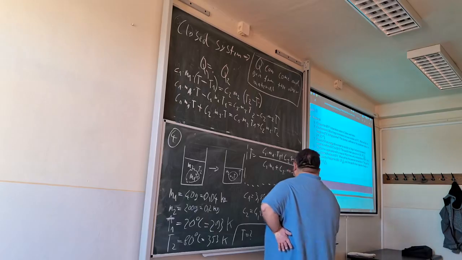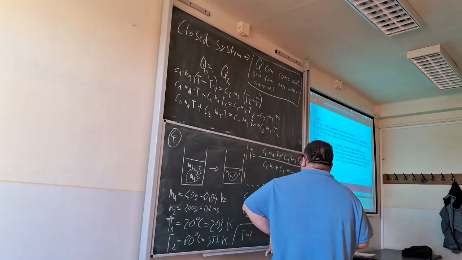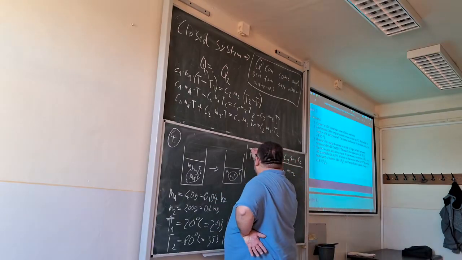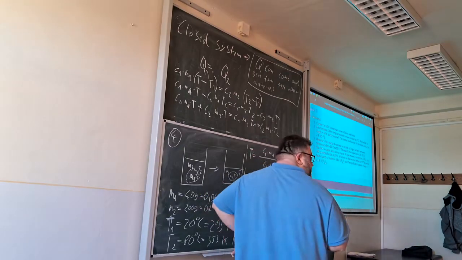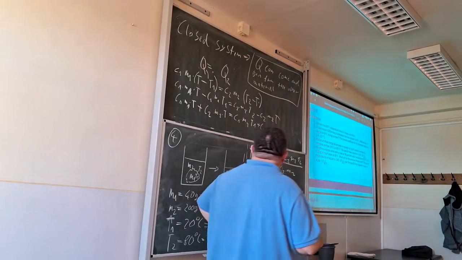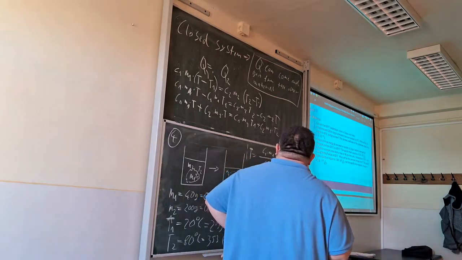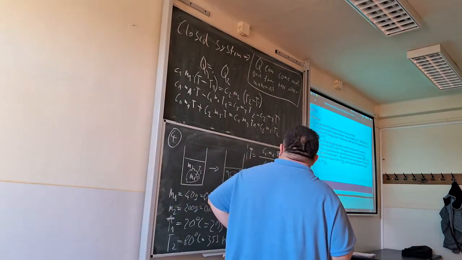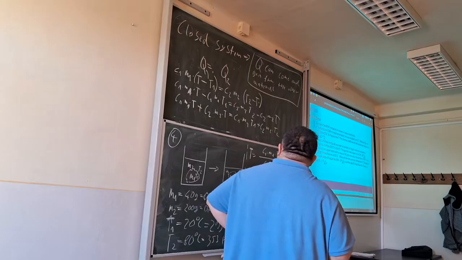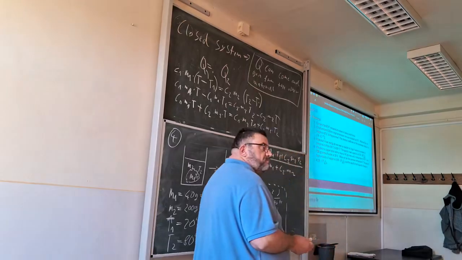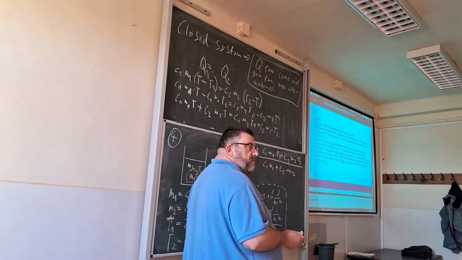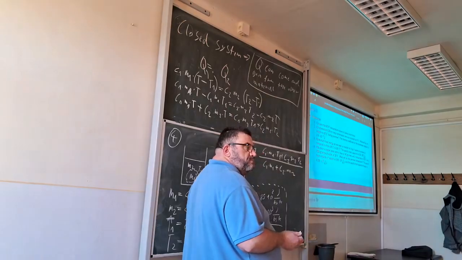Isn't T the final temperature, or is it T2 minus T? T is the final temperature, yes. But then in the brackets it's T2 minus T, should it be T minus T2? That's delta T, right? Yes, the big T is the final temperature. Should it be T minus T2?